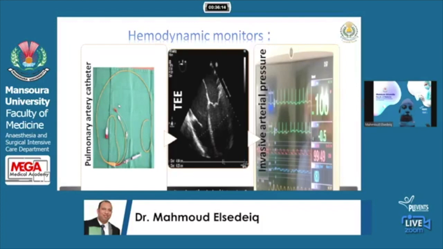This is the picture of the pulmonary artery catheter. This is the four-chamber view of transesophageal echo, and this is the monitor with invasive arterial blood pressure.